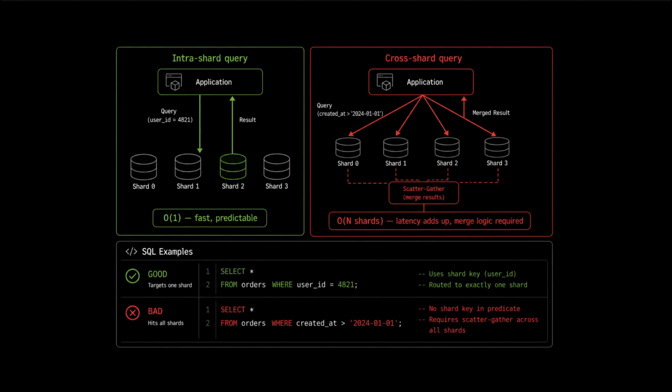The common pattern is to run a separate read replica or data warehouse for cross-shard analytics, so you don't pollute your transactional shards with scatter-gather queries.